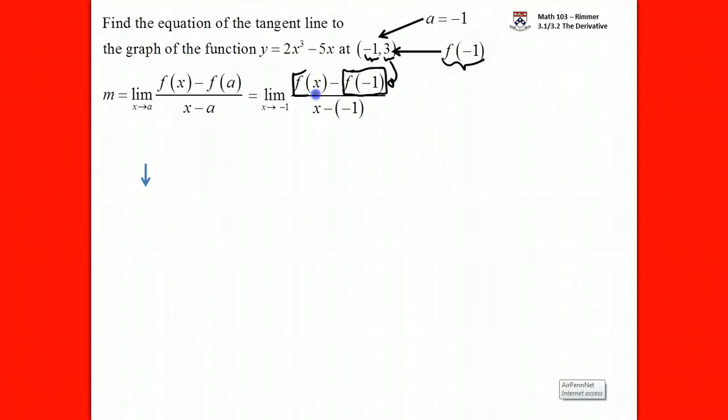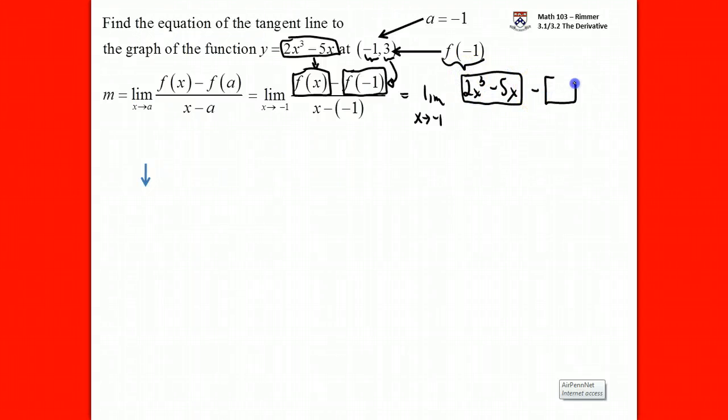What's going to go in this spot right here? We're going to replace it with the entire function, 2x cubed minus 5x. So we'll be doing the limit as x goes towards -1, 2x cubed minus 5x. That's the first part. And then we subtract from that the 3, and we divide by, let's go ahead and call this x plus 1. So now we're back in section 2.2 and 2.4, evaluating limits. What is the limit as x goes towards -1 of that?